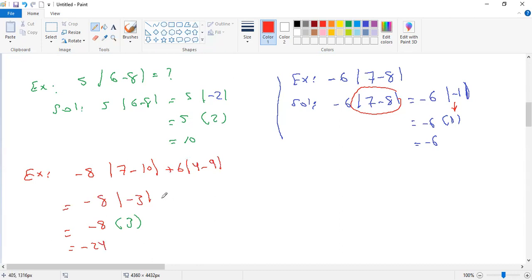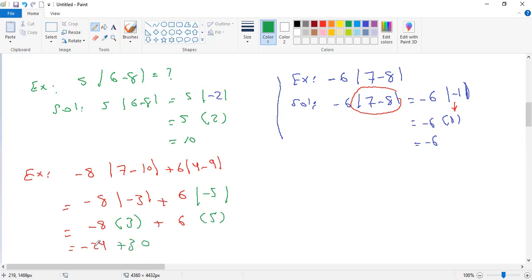Then the second one, plus the absolute value of 4 minus 9. 4 minus 9 is negative 5, so I have the absolute value of negative 5, but multiplied by 6. The absolute value of negative 5 is 5. So let us write now: plus 6 times the absolute value of negative 5, which is positive 5. Absolute value is always positive. Now 6 times 5 is 30.